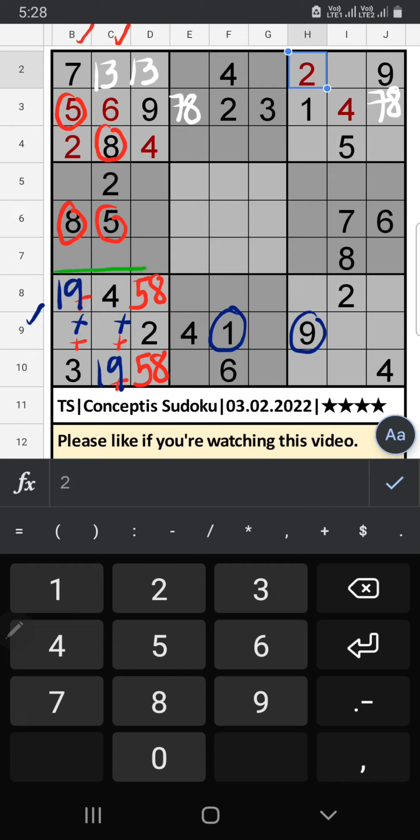7th grade, only 2 numbers are remaining: 6 and 7. Column C, we have 6. So 6 can't come in this cell. 6 is confirmed here. Then 7 is here.